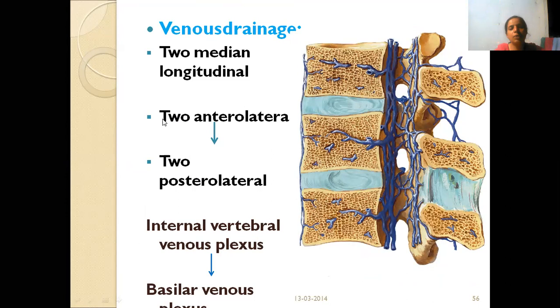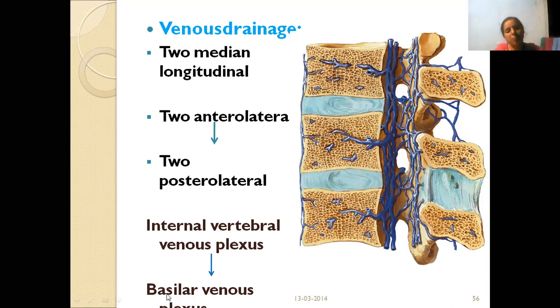Two median longitudinal, two anterolateral, two posterolateral. There is a good picture given in the textbook, in fact, in the cut section. You will see six veins. All these six veins will be draining into this vein. So this vein is the internal vertebral venous plexus, which goes and drains into the brain.